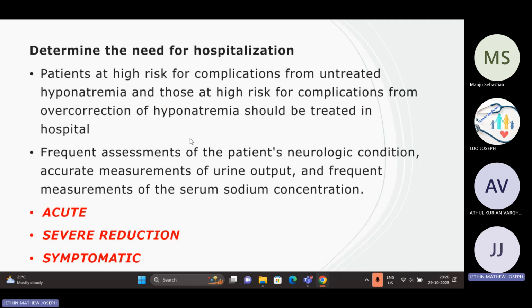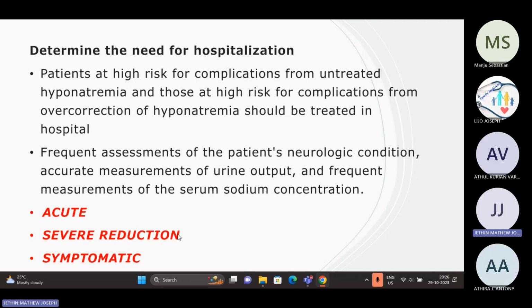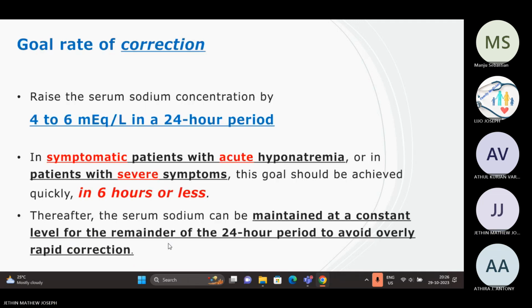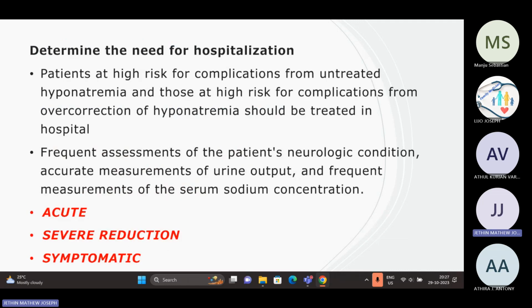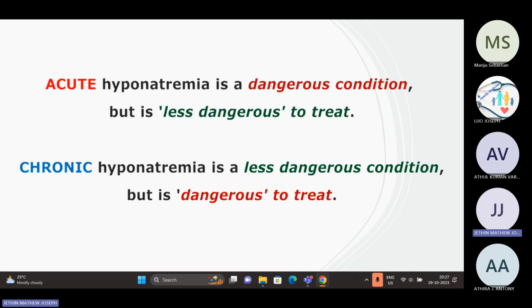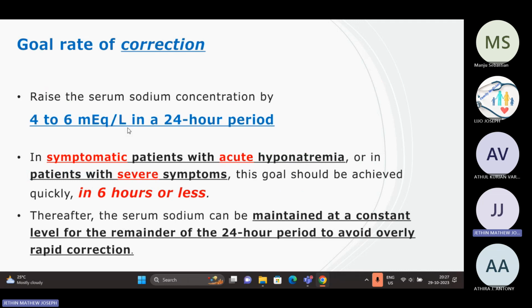So this also includes assessment of the patient's neurologic condition, accurate measurements of urine output, and sodium concentration. So generally, we'll admit patients with acute hyponatremia, and if they have a severe reduction in sodium, also we'll admit them. And if they're symptomatic, also we will consider admission. So we'll be going through a flow chart later, which will make these things clearer. So before we go into the flow chart, we should know what the goal rate of correction is.